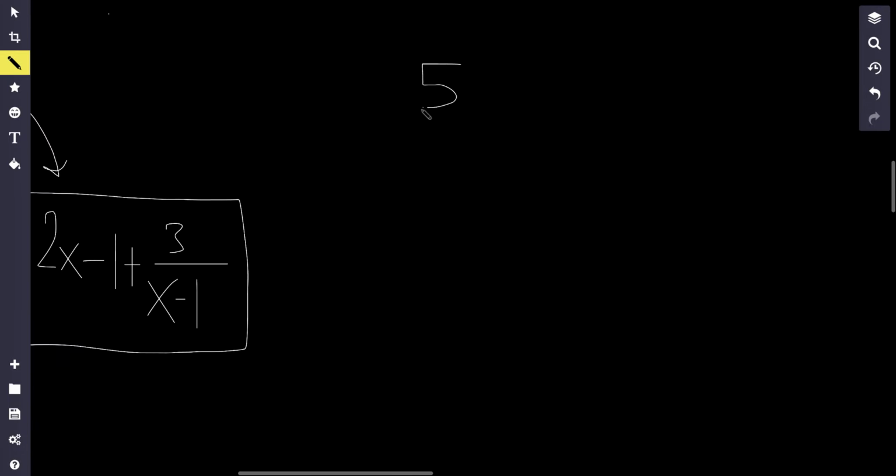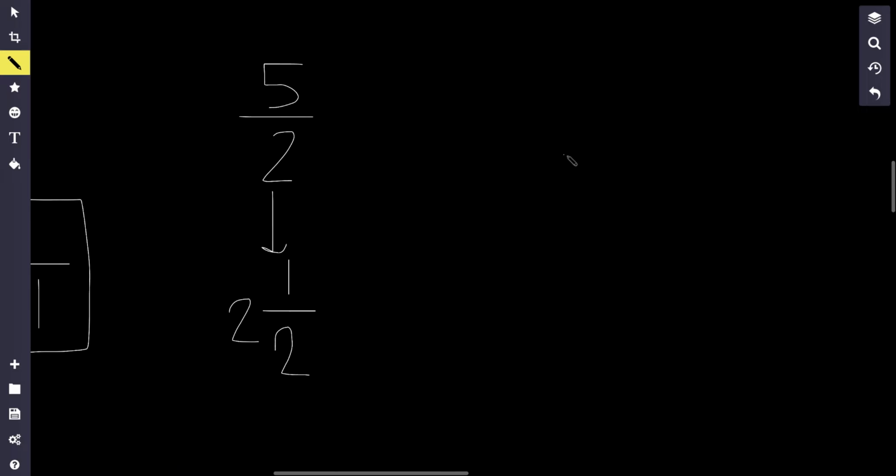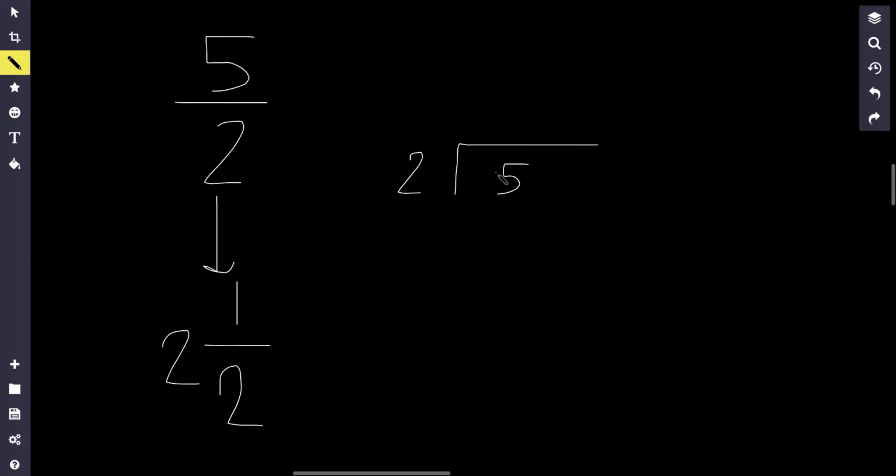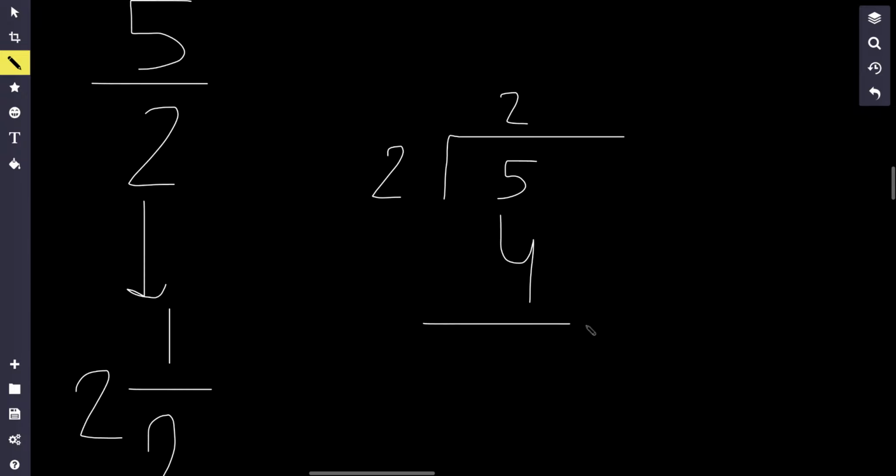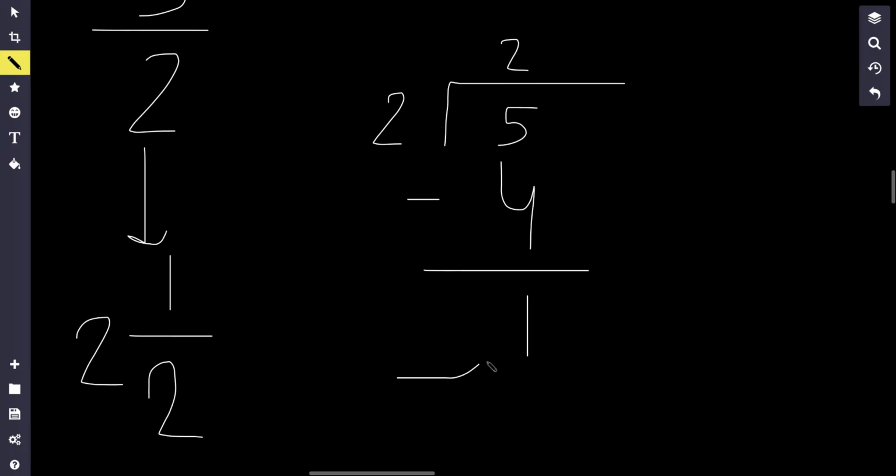Think about if you're dividing 5 divided by 2. 5 divided by 2 is 2 1/2. Well, how can I get 2 1/2 using long division? Well, what I do is I set up my long division table. I do 5, and I put this 2 on the outside, right, because it's 5 divided by 2. Now, doing long division, and hopefully you know how to do long division by now, you're going to notice that you get a remainder of 1.